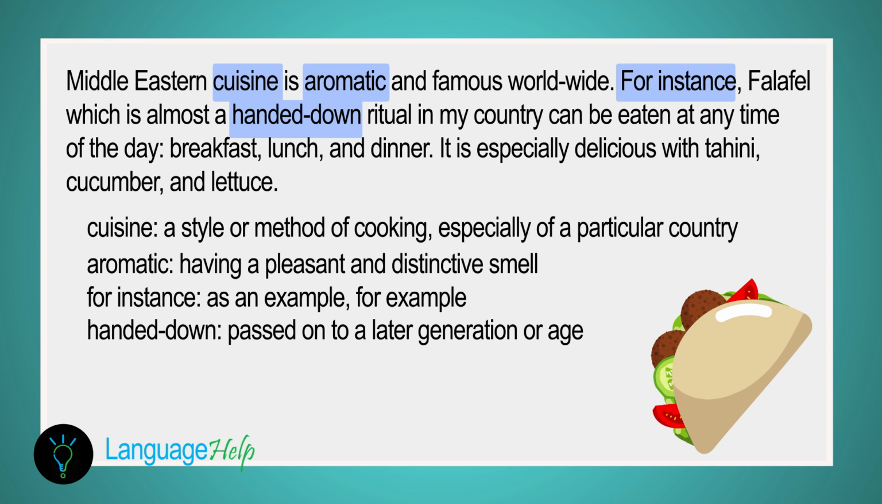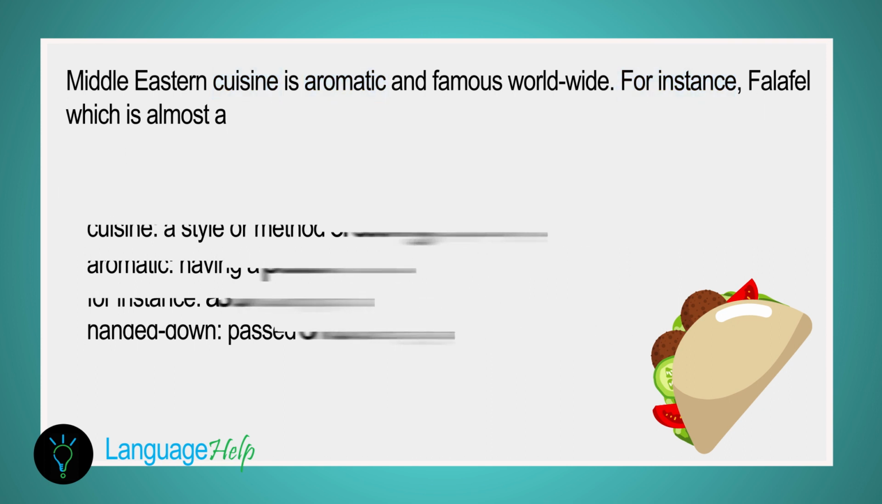Cuisine is a style or method of cooking, especially of a particular country. Aromatic is something that has a pleasant and distinctive smell. For instance, is another way to say as an example or for example. Handed down is something that is passed on to a later generation.